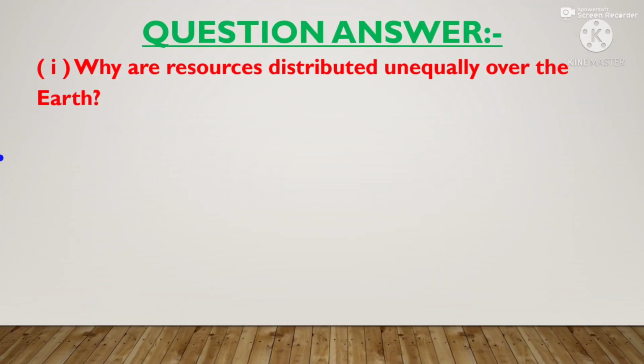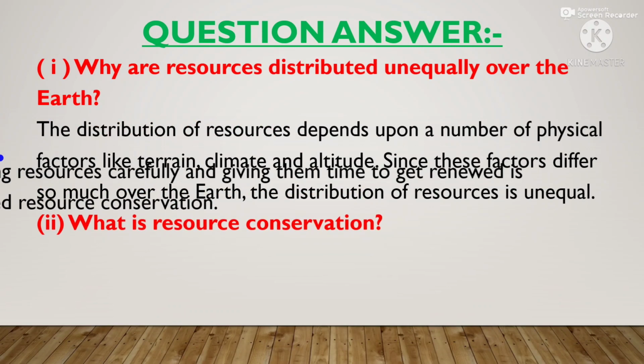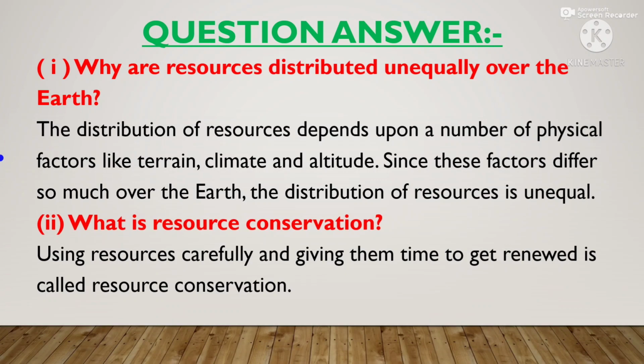First one is, why are resources distributed unequally over the earth? Answer is, the distribution of resources depends upon a number of physical factors like terrain, that means land, climate and altitude. Since these factors differ so much over the earth, the distribution of resources is also unequal. Next question, what is resource conservation? Using resources carefully and giving them time to get renewed is called resource conservation.